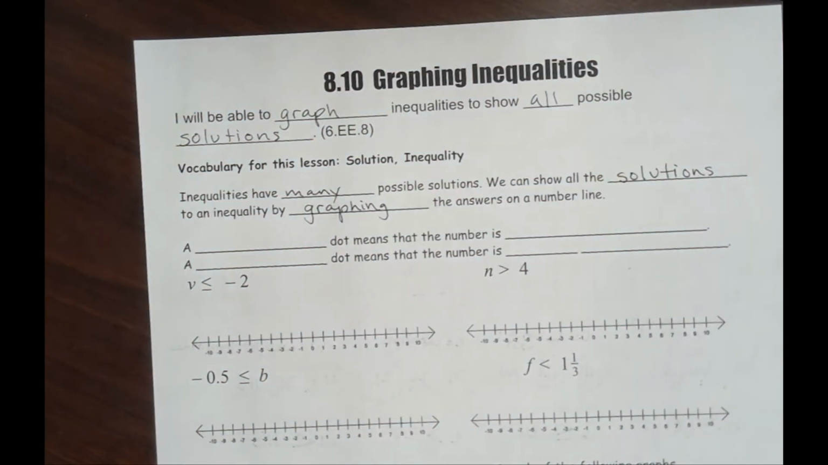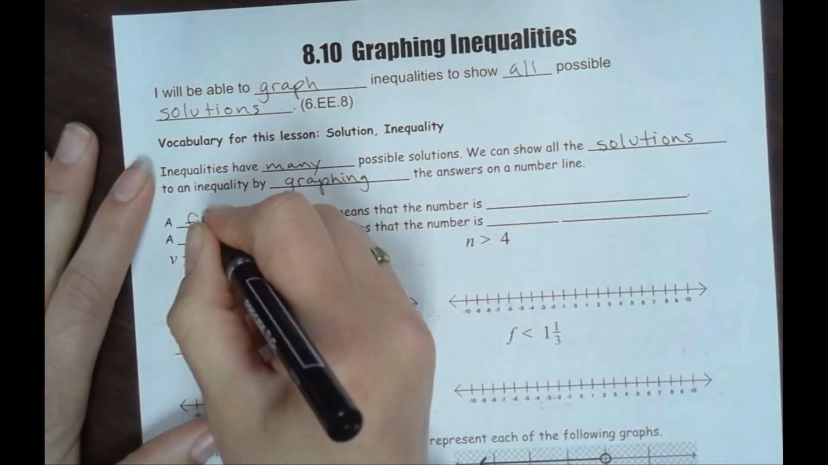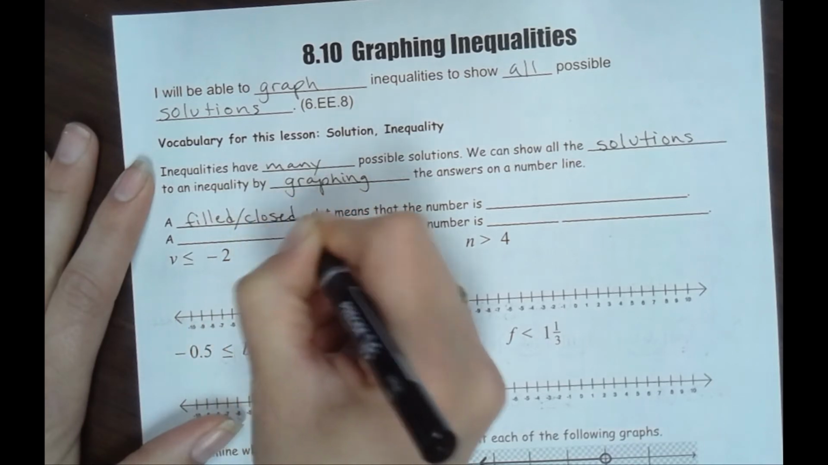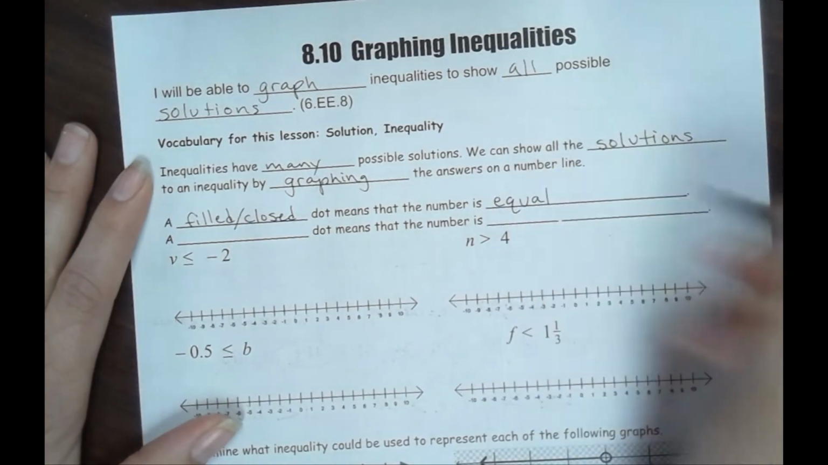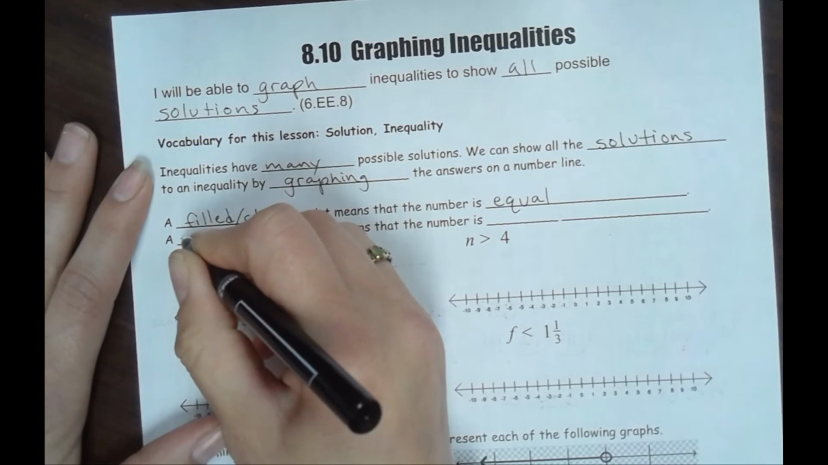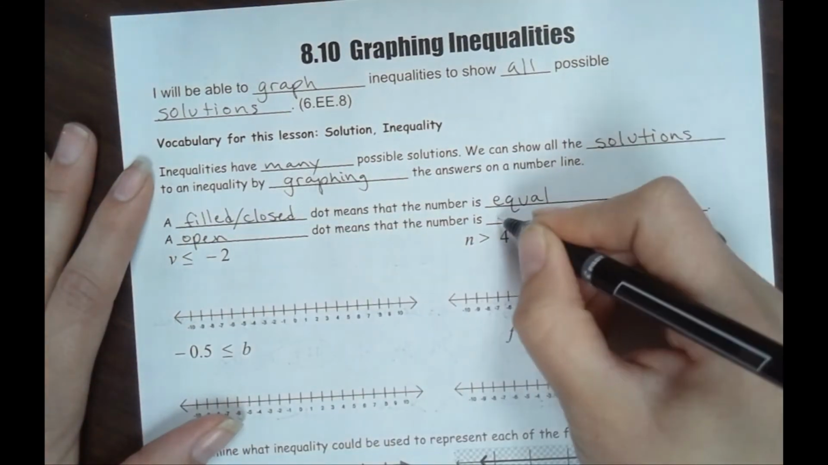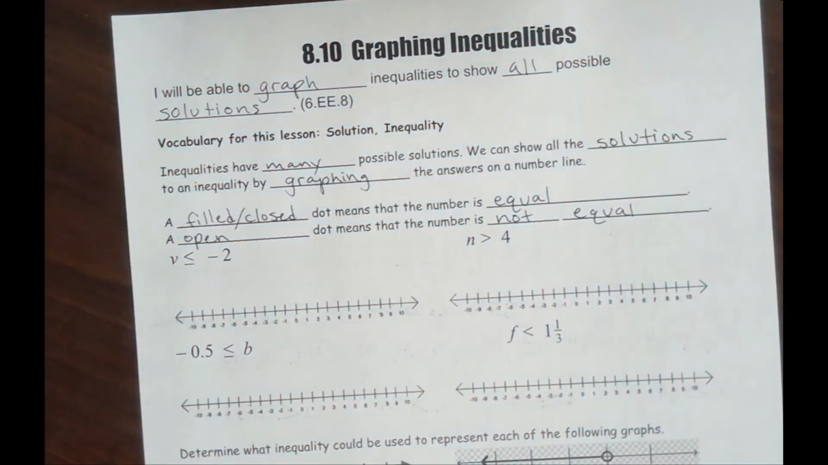I want you to remember this carefully. A filled/closed dot means that a number is equal. An open dot means that the number is not equal. So that's going to be important when you're graphing inequalities, because sometimes we're not equal to that number. We're really, really close to that number, but we're not equal to that number.